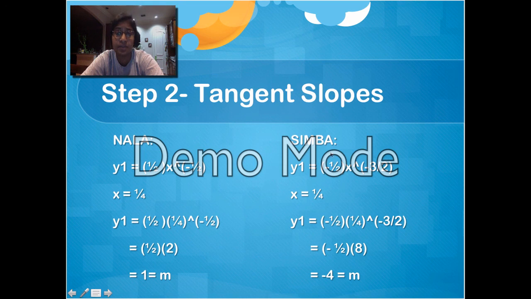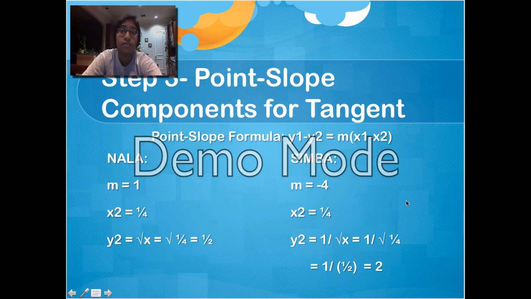Similarly, we're going to do the same thing for Simba, except the derivative is y prime equals negative 1/2 x to the negative 3/2 as we solved before. We're going to plug in 1/4 as x, and our answer comes out to be -4, which equals the slope of Simba's tangent line.